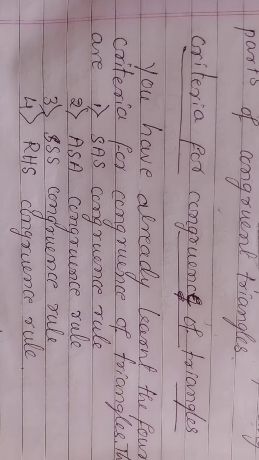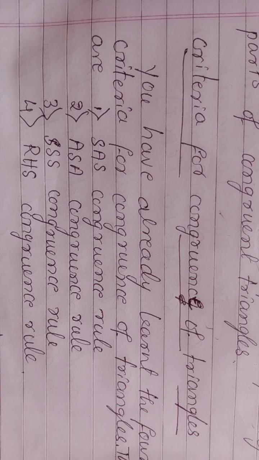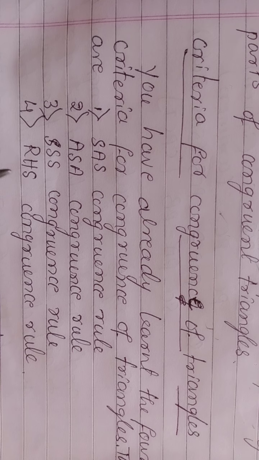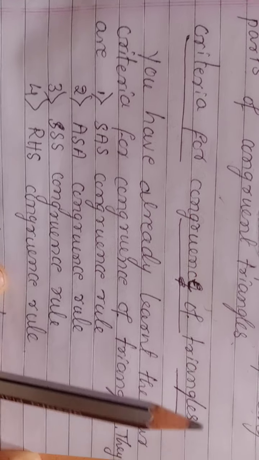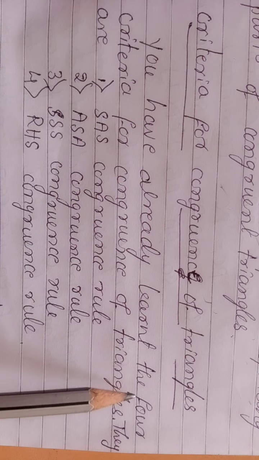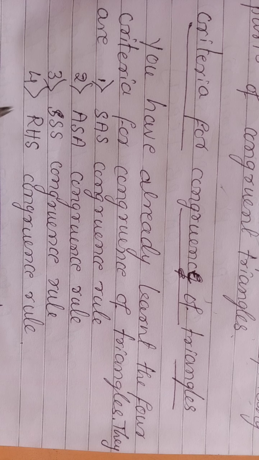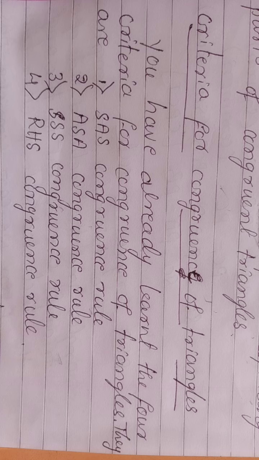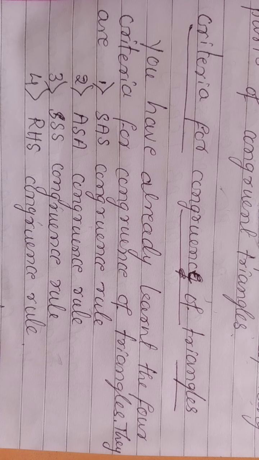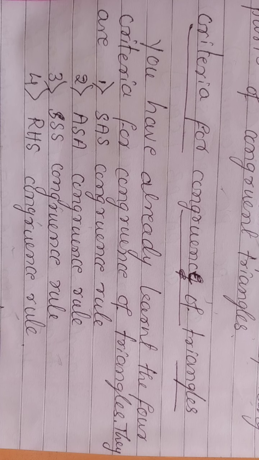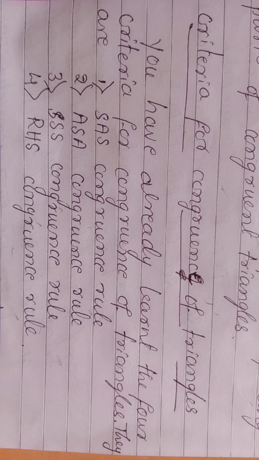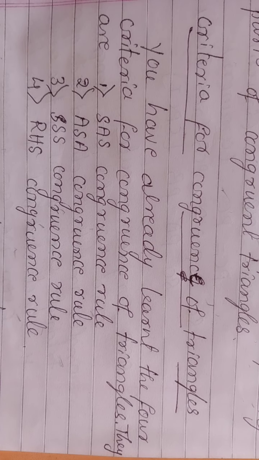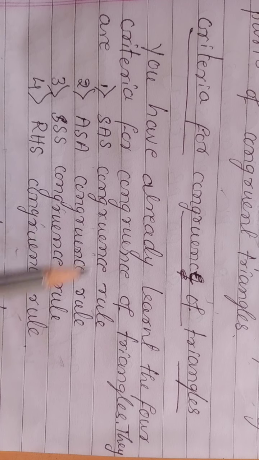Now, which are the different criteria for congruency of triangles? Let us check it out. In the 8th standard, you have already learned 4 criteria. They are SAS congruency rule, ASA congruency rule, SSS congruency rule and RHS congruency rule. What are these? How to solve the problems related to this? Let us discuss. First one, SAS congruency rule.